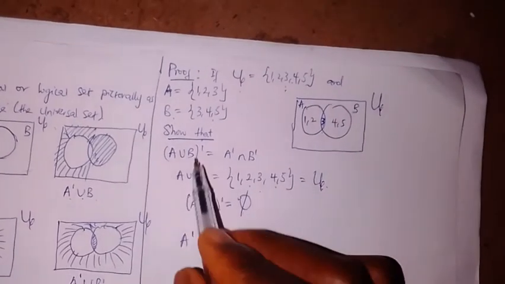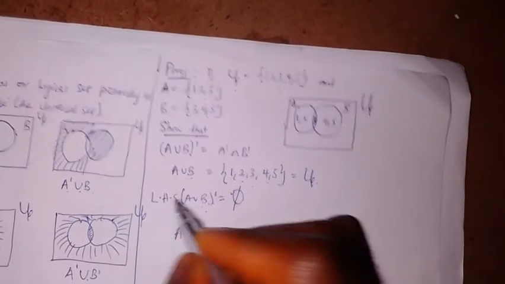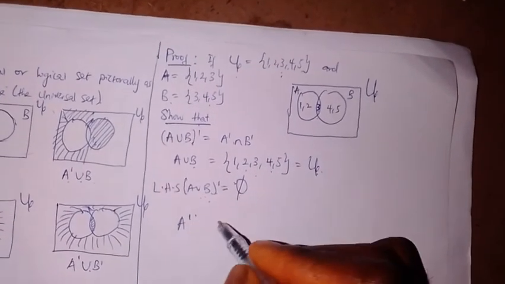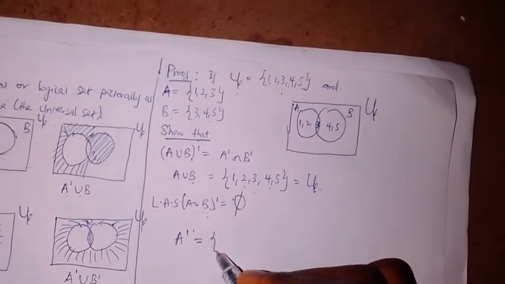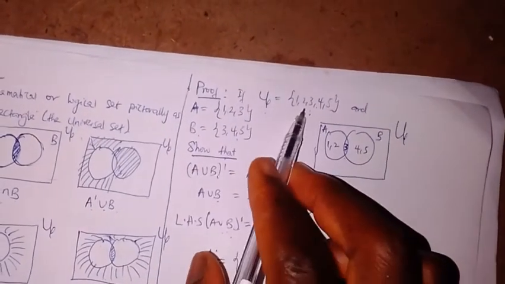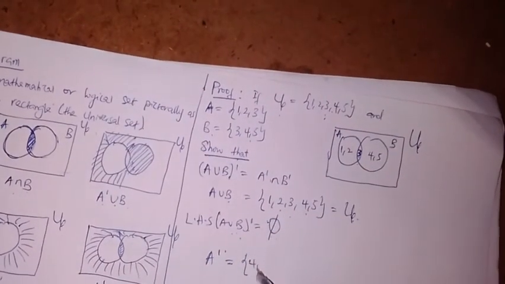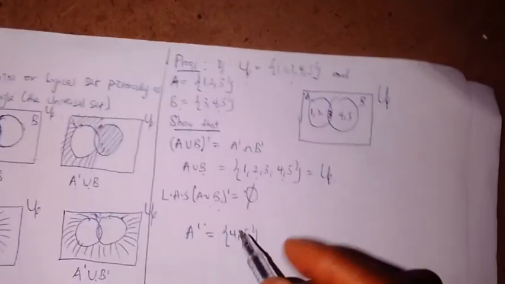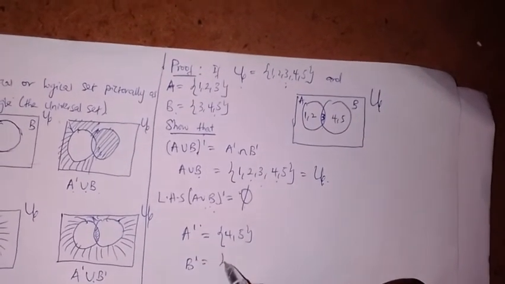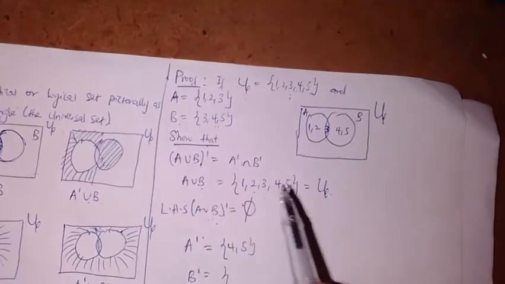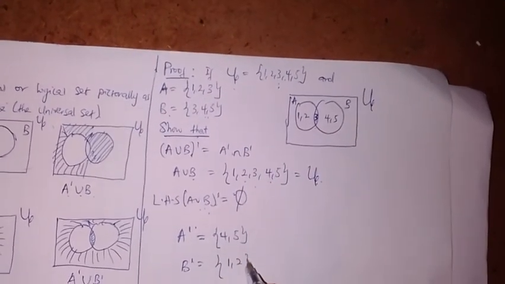Now let's look at A' intersection B'. I want to prove that this is equal to this. I've done this LHS. Now for my RHS, A' is going to be elements not in A, but in my universal set. So 1, 2, 3 is here, 1, 2, 3 is here. What is not there? 4, 5. Then B' is elements not in B, but in my universal set. 3, 4, 5 is here. 1, 2 is not there.